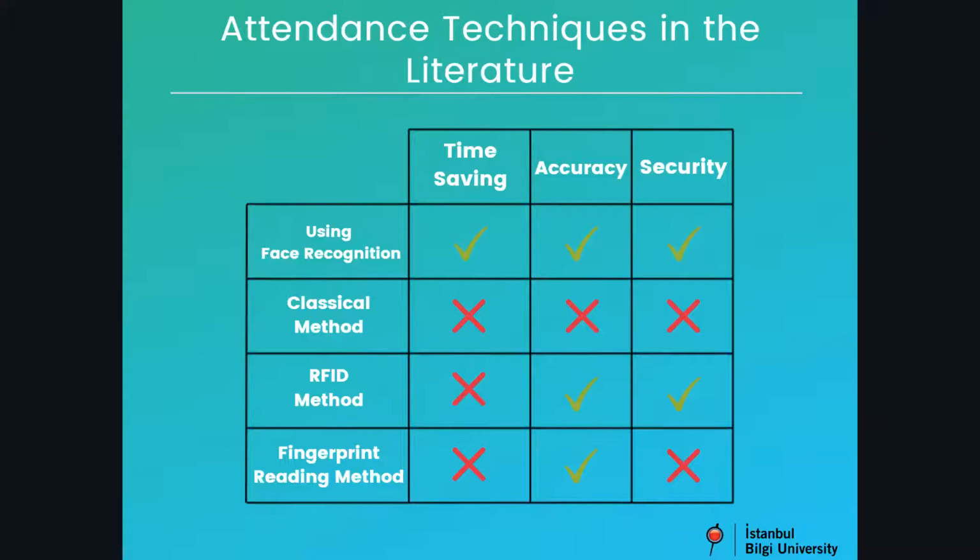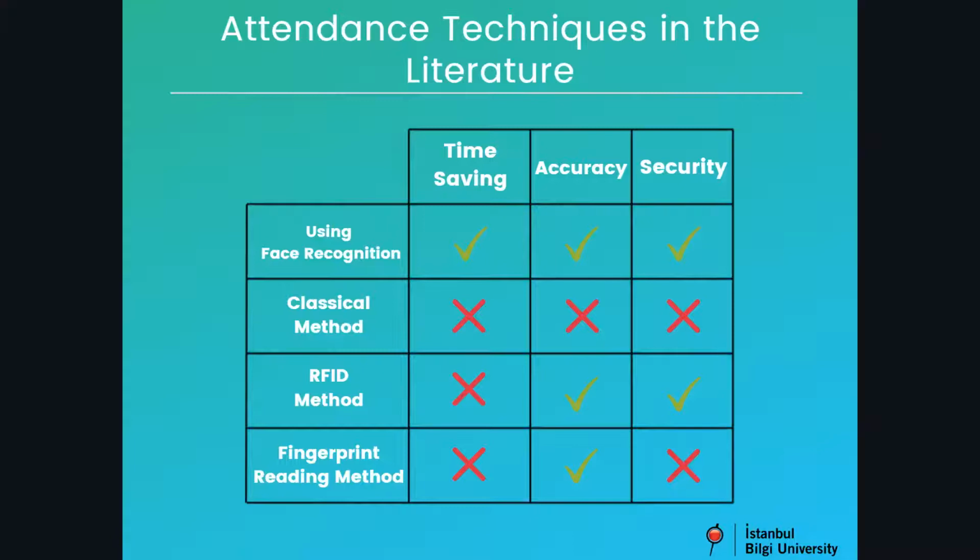The academic year in our country takes approximately 40 weeks. So 40 times 160 seconds is 6,400 seconds. It means 106 minutes. The time you will lose for a class is 106 minutes.